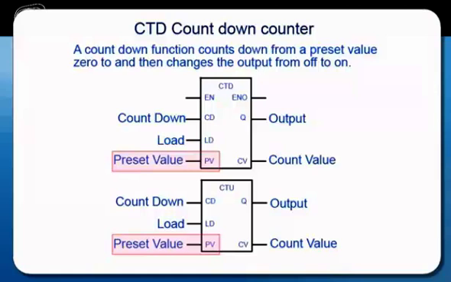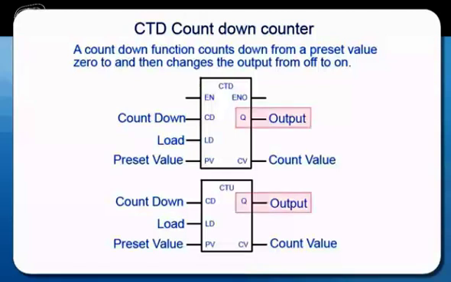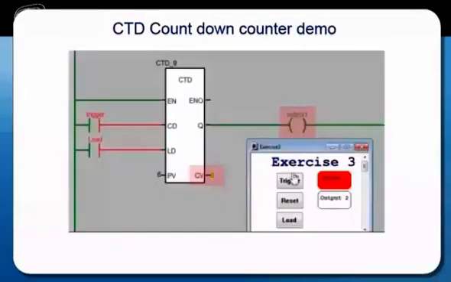PV is the preset value, which is an integer that the counter will count down from. CV is the count value and displays the number of counts that the counter has currently counted. Q is the digital output, which will switch on when the count value reaches 0. When the countdown counter is first encountered, the count value is 0 and the output is on.